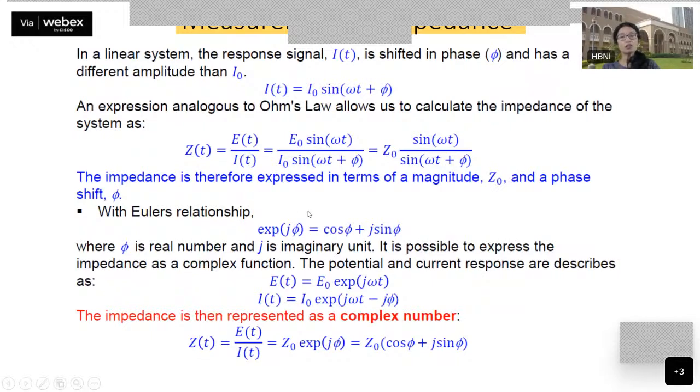But there is another way also, where you are using Euler's relationship. Euler's relationship: exponential of jφ is cos φ plus j sin φ. So in this particular case, if you are representing the impedance as a complex number, then this Z(t) can be written as Z0 exponential jφ, which is Z0 (cos φ plus j sin φ). This is important.